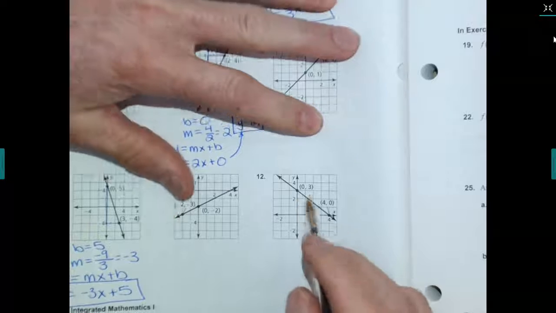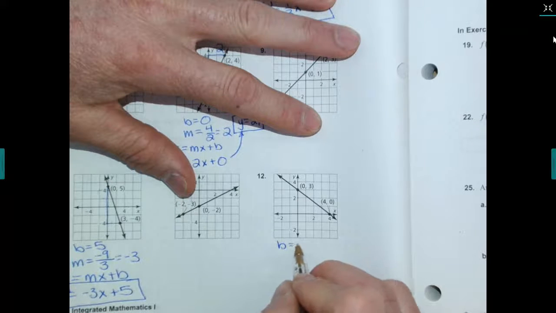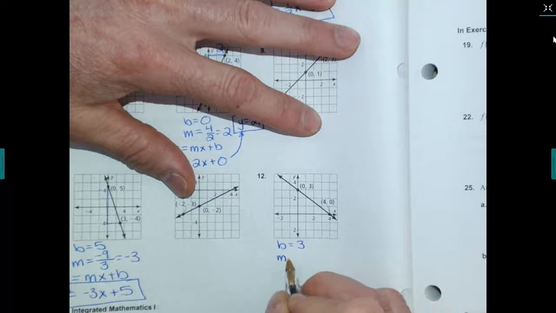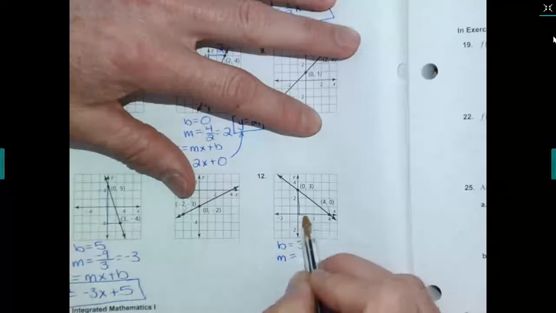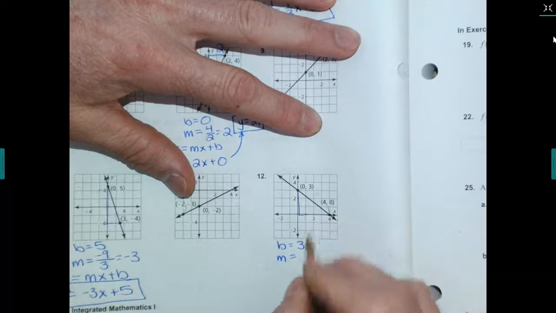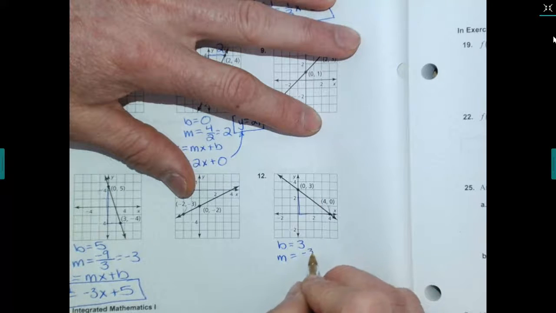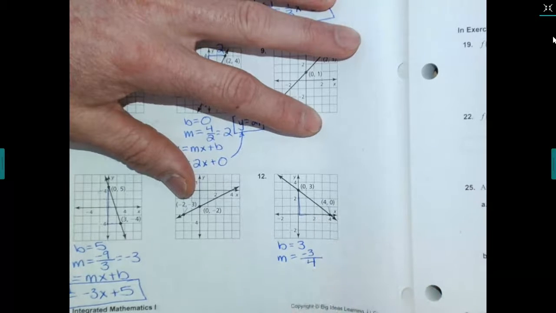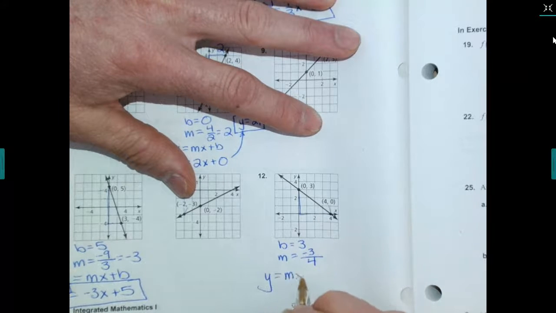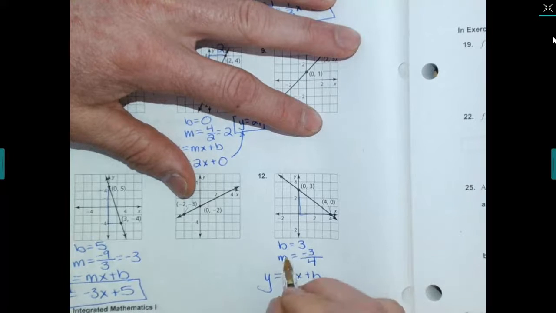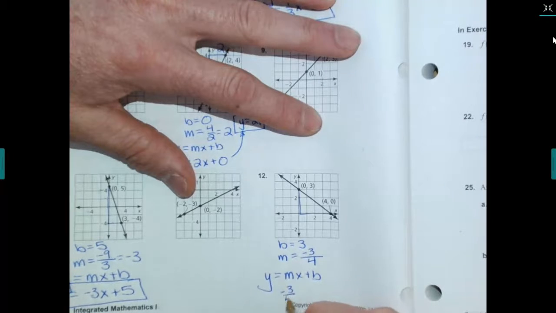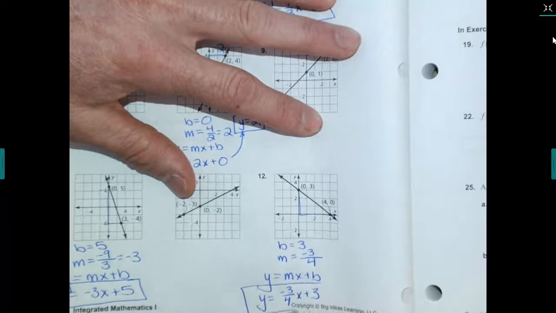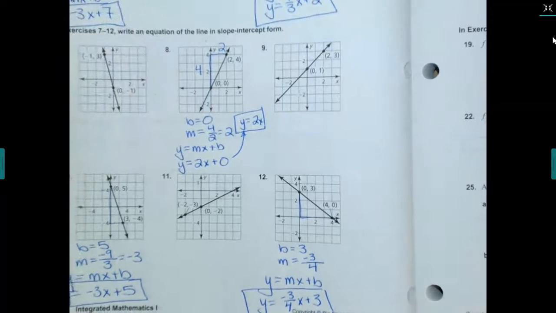All right, next one. My y-intercept is 3. And my slope is negative 3, since I'm going down, and then a positive 4 over. So y equals mx plus b. So my m value is negative 3/4, so y equals negative 3/4 x plus 3. There it is. Okay.